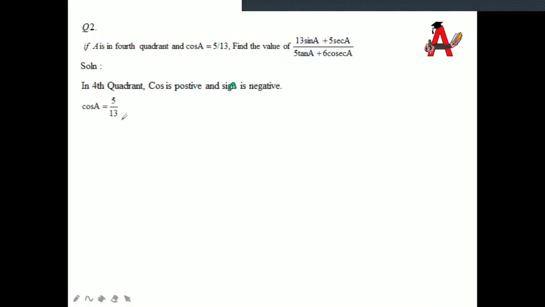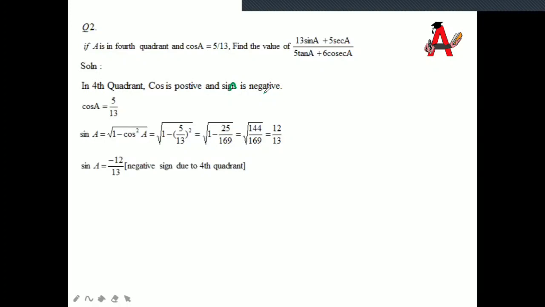We can either use the triangle law, which I have taught, or we can use identities. Using identities, we know that sine A is equal to root of 1 minus cos square A, which will become root of 1 minus 5 by 13 whole square, which is root of 1 minus 25 upon 169, which is root of 144 upon 169, which is 12 upon 13. Now in the fourth quadrant, since sine is negative, sine A is equal to minus 12 upon 13. Now we've got the value of sine and cos. We can find any other value.